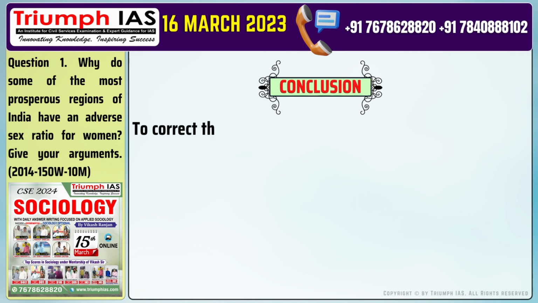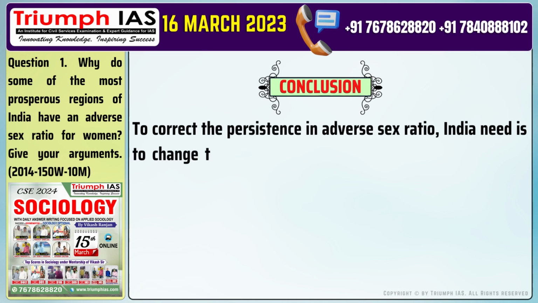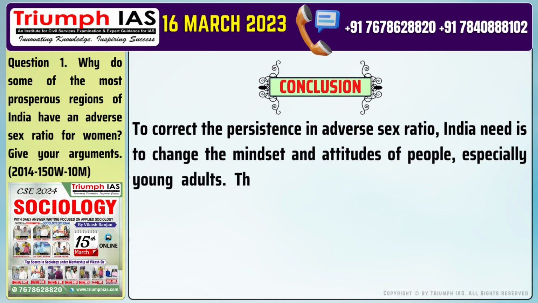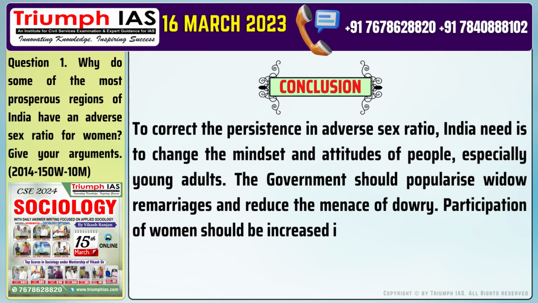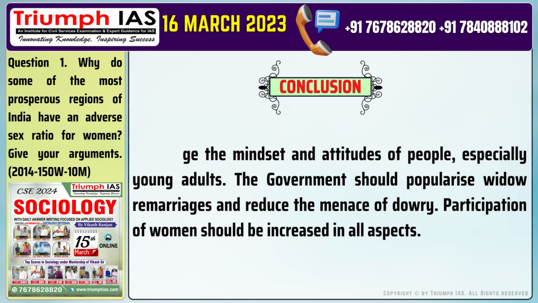The conclusion of the answer is: to correct the persistence of adverse sex ratio, India needs to change the mindset and attitudes of people, especially young adults. The government should popularize widow remarriages and reduce the menace of dowry. Participation of women should be increased in all aspects.